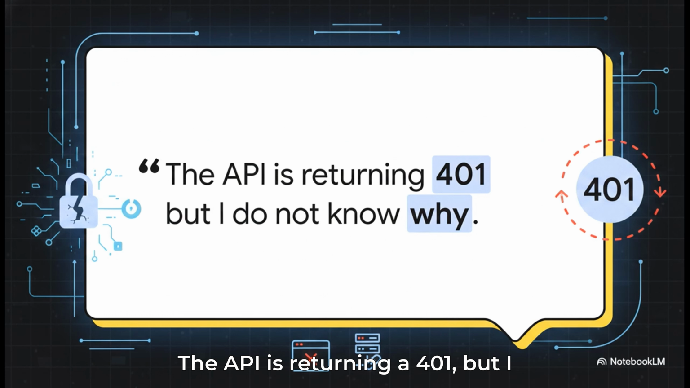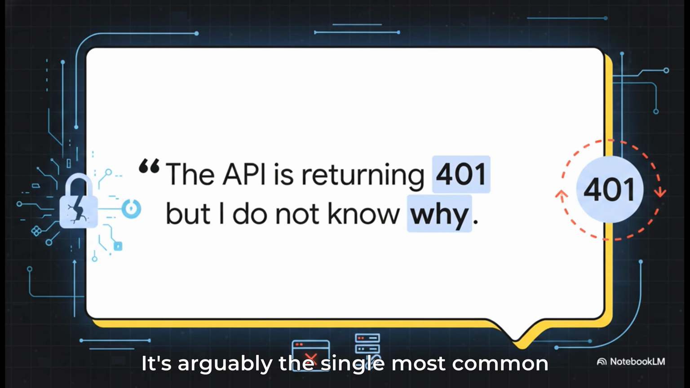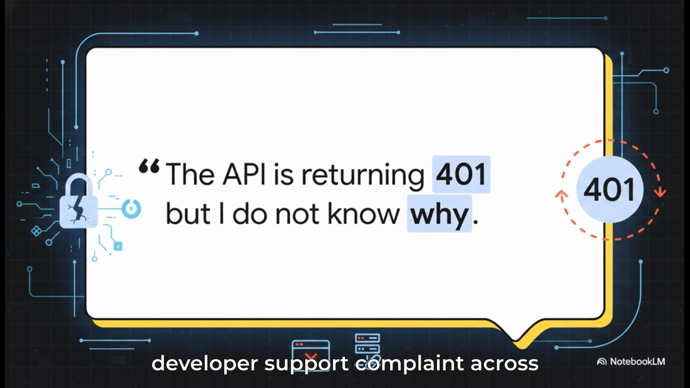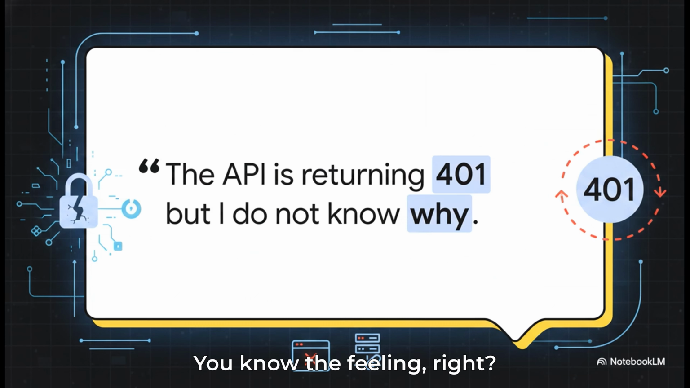We've absolutely all been there. The API is returning a 401, but I just don't know why. It's arguably the single most common developer support complaint across the entire industry. You know the feeling, right? You're trying to integrate a new service, you've carefully copied the code from the documentation, but instead of that glorious 200 OK, you just hit a wall. It is incredibly frustrating. But today, we're setting up the ultimate playbook to permanently solve this issue for you.